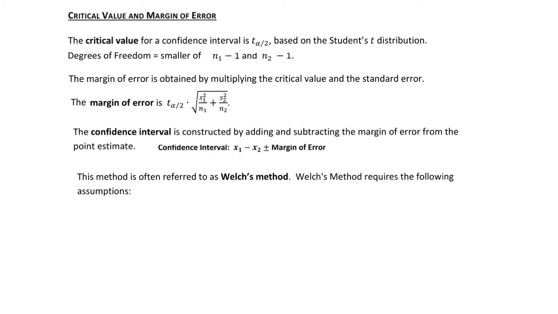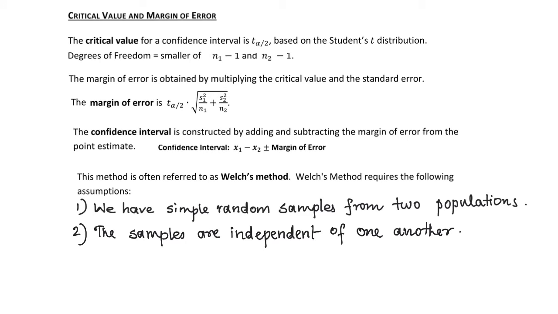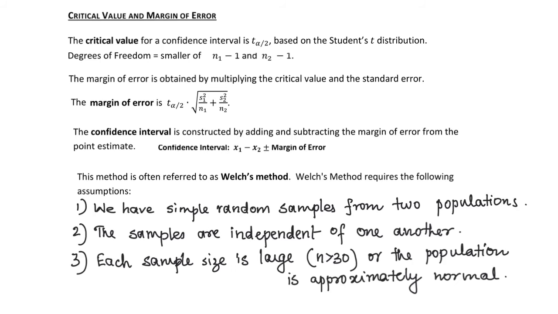It has three assumptions. We have a simple random sample from two populations. The samples are independent of one another. Each sample size is large, greater than 30, or its population is approximately normal. When the assumptions are satisfied, we can construct a confidence interval. Here assumption 3 is necessary to ensure that the sampling distributions of x1 bar and x2 bar are approximately normal, because this justifies the use of the Student t distribution.